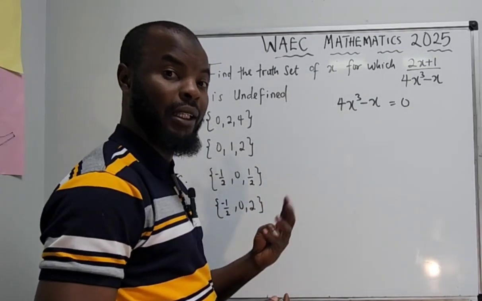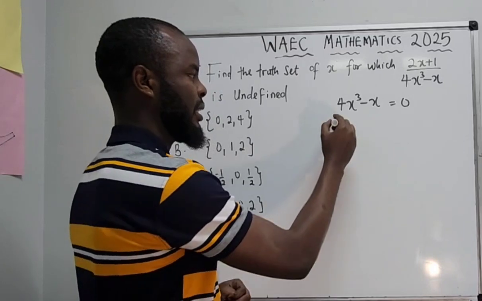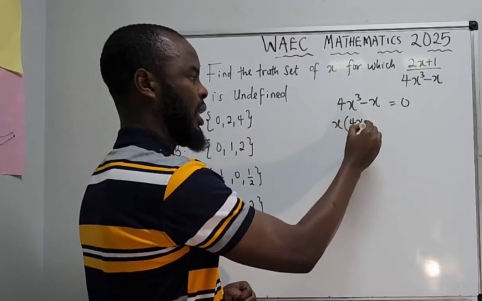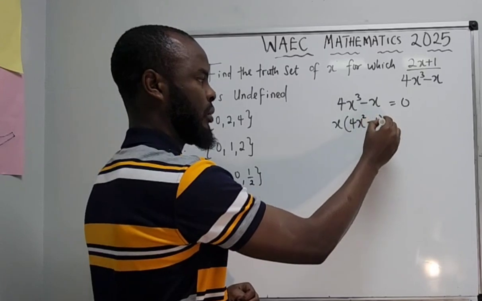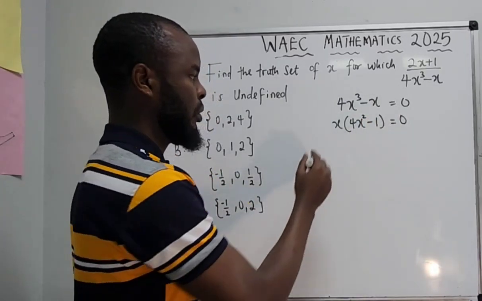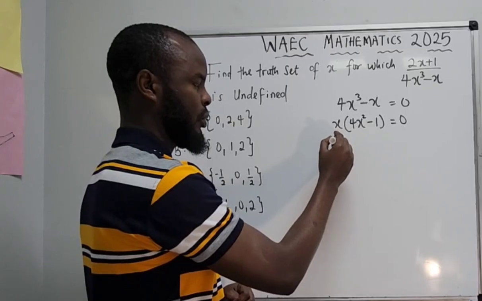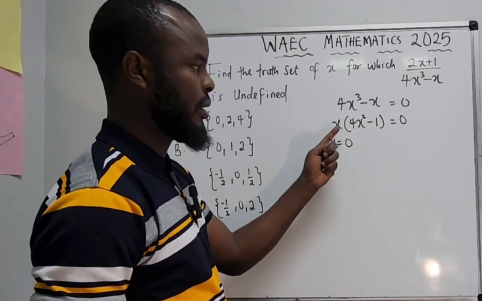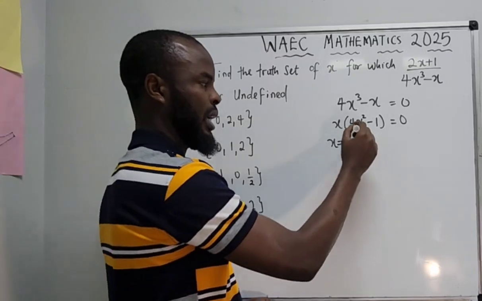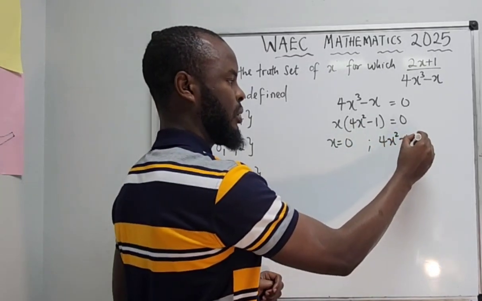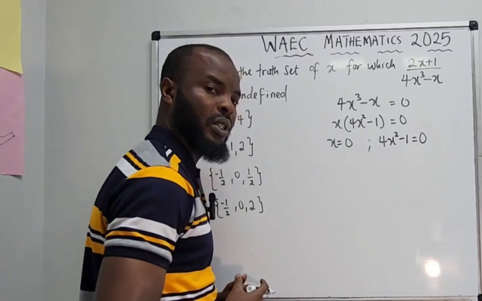That is, we need 3 equations. Now, to get that, let's factorize x out. So here we have x times (4x squared minus 1) equals 0. So, the first equation, the solution we have is that x equals 0. And also we have what? 4x squared minus 1 is also equal to 0.